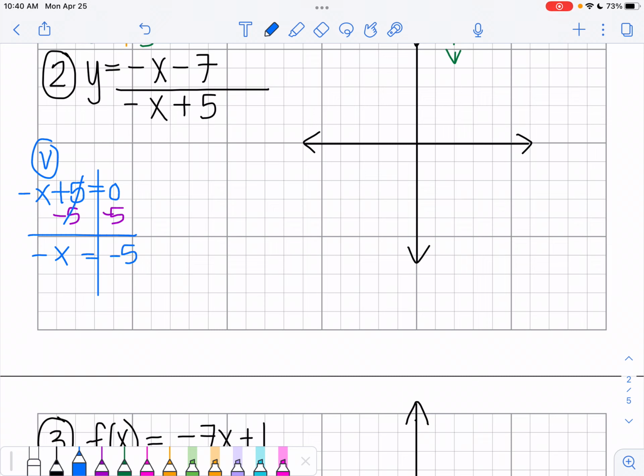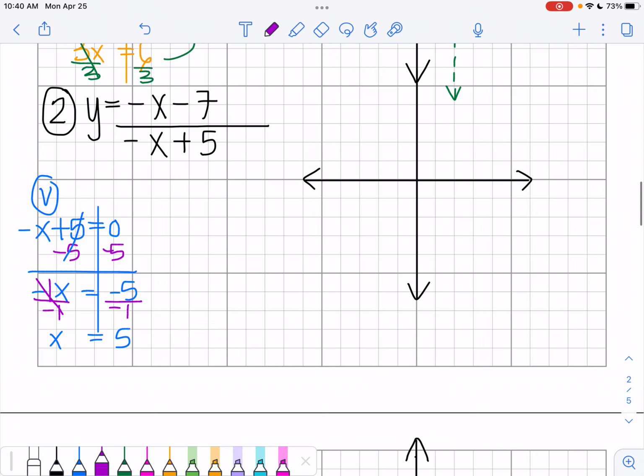So I get negative x is equal to negative 5. You can think of it two ways. If negative x equals negative 5, then positive x is equal to positive 5. Or, you have to remember this is like a negative 1. You could divide by negative 1 on both sides, and you would get positive 5. Okay, so 5, 1, 2, 3, 4, 5, we're right here, is my vertical asymptote.